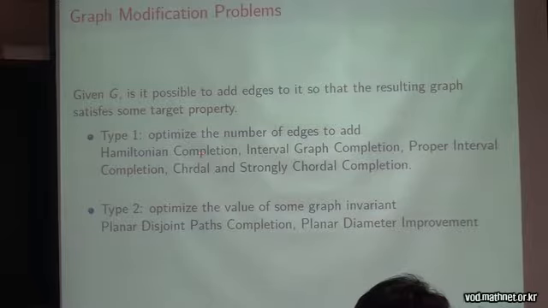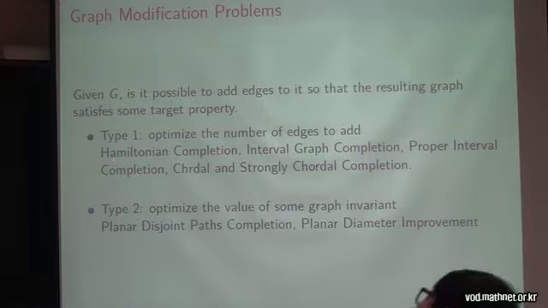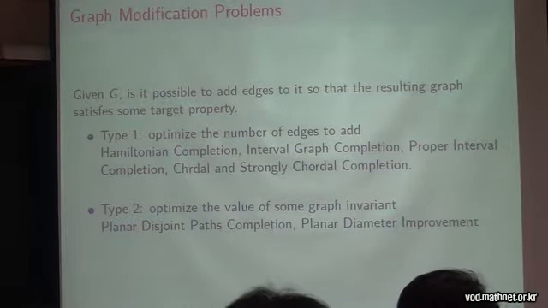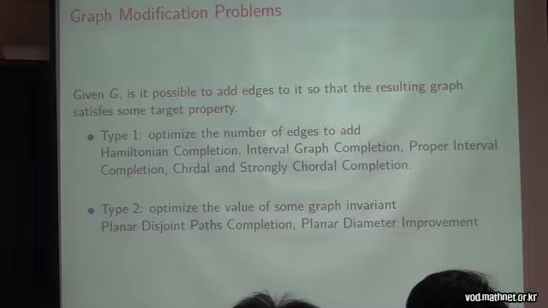And for these cases, if you don't have any constraint on the number of edges that you can add, then actually you can add all missing edges and make it into a complete graph. Then a complete graph satisfies any of these properties, right? A complete graph has a Hamiltonian cycle, it is chordal, it is interval. Is it proper interval? Yes, it's proper interval. And so on and so forth. So we need an extra condition, which is that we want to optimize the number of edges to add.